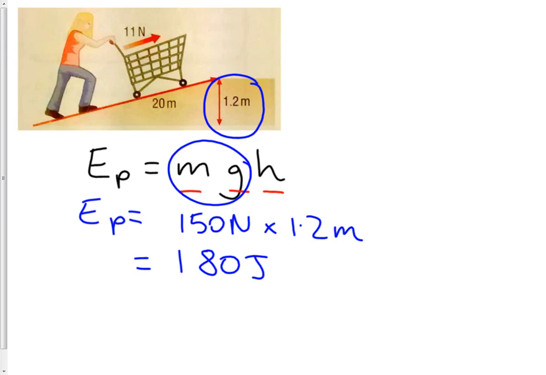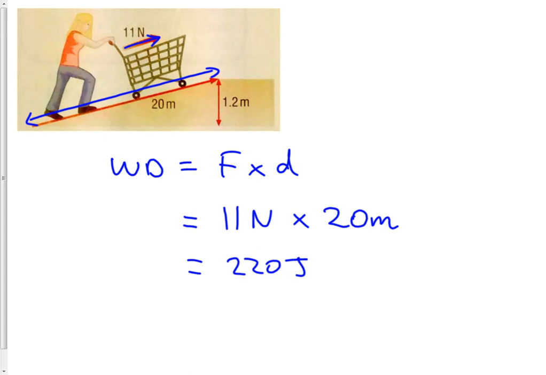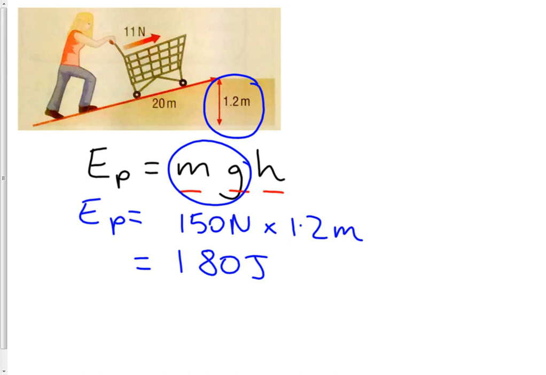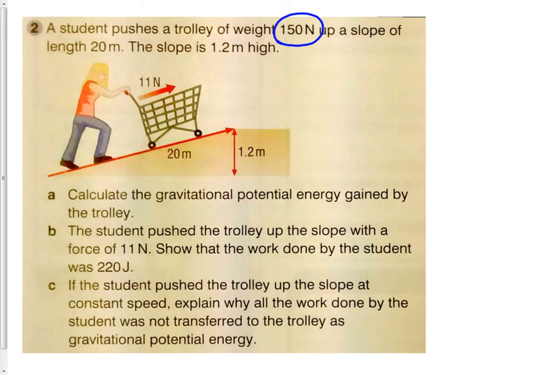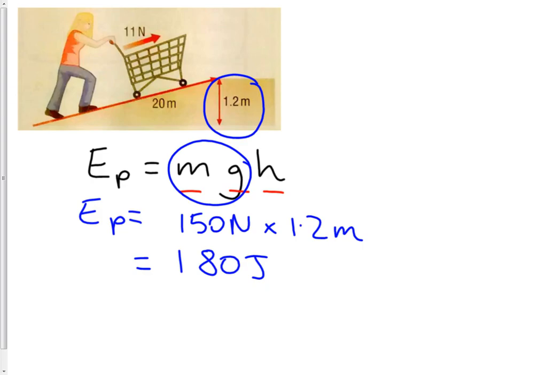However, notice that we haven't got 220 joules of gravitational potential energy gained. So this much energy, 220, has been transferred by the force, but only 180 of that has gone into gravitational potential energy. Where could the rest have gone? Let's find out. Now, if the student pushed the trolley up the slope at a constant speed, explain why all the work done by the student was not transferred to the trolley as gravitational potential energy. So we've basically got 40 joules missing. Okay, where's the energy gone to?